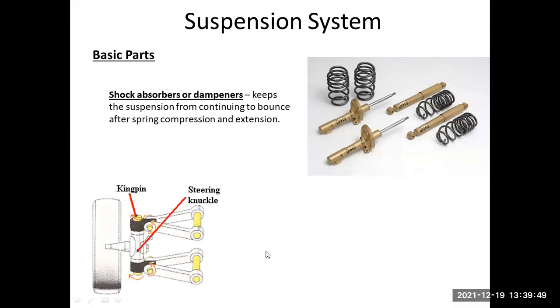So earlier, in the previous slide, you have seen the steering axis inclination with a ball joint, and here you are seeing a kingpin.